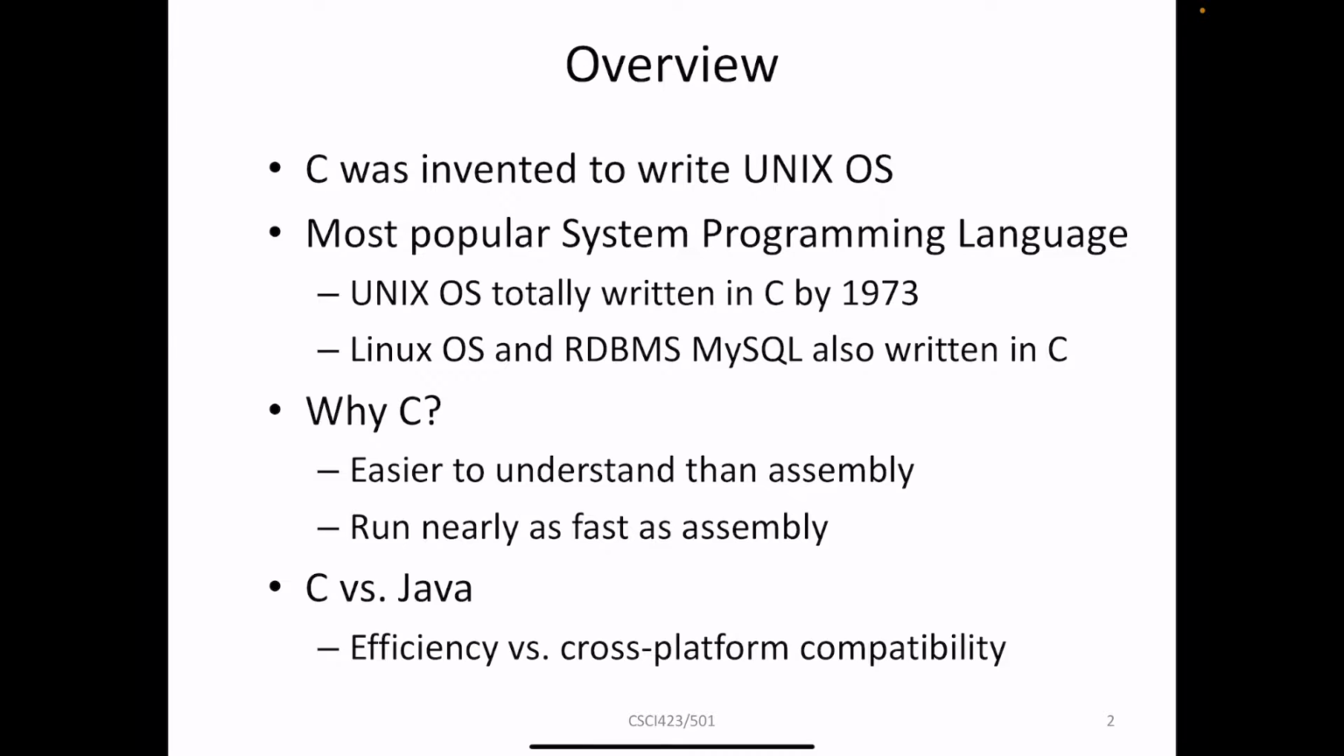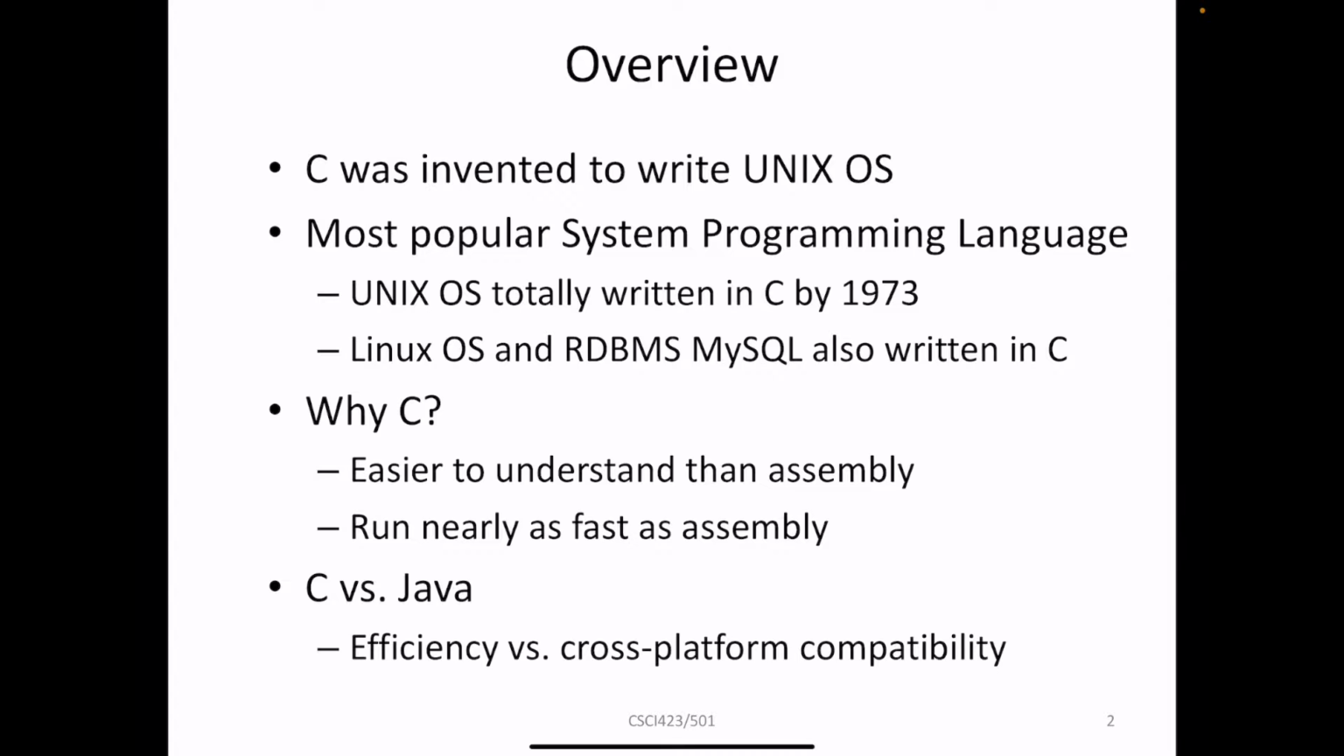At the very beginning, the C programming language was designed for the Unix operating system. Until now, C is still the most popular system programming language. Back in 1973, the Unix operating system was totally written in C. Also, the Linux operating system and the MySQL database were implemented in C.